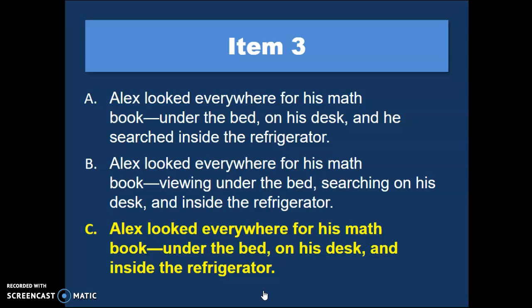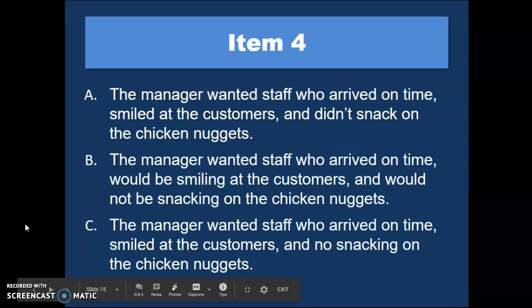So it is C. Because every single thing in here starts with a preposition. Under the bed, on his desk, inside the refrigerator. See if you can figure this one out.